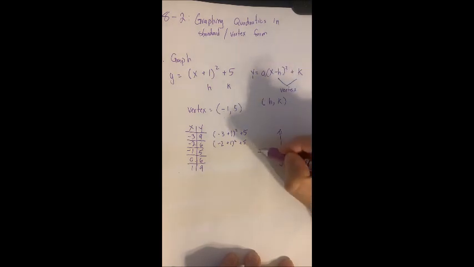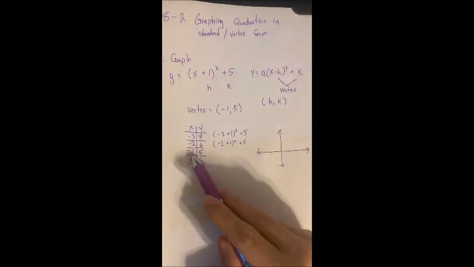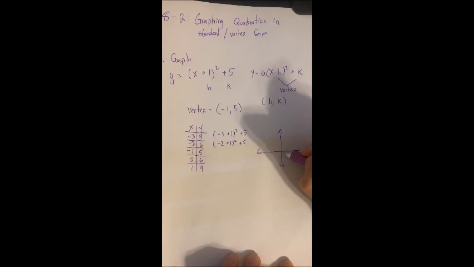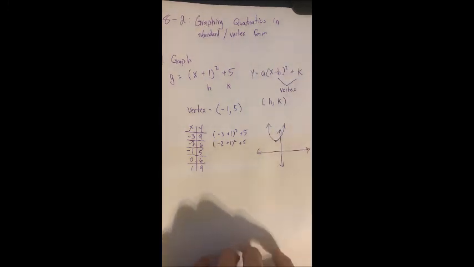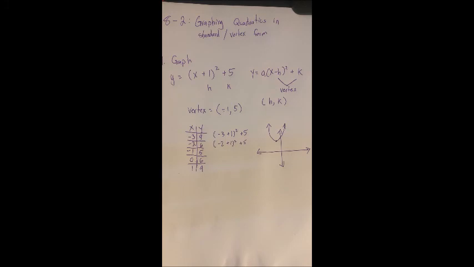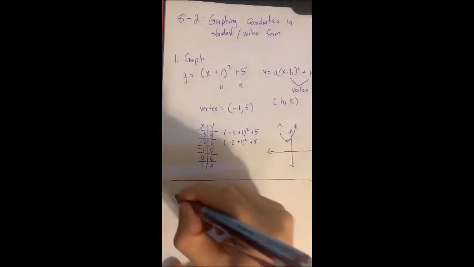So if I were to sketch the graph, it would mostly look like this. Our vertex is (-1, 5), which would be somewhere right here, and then it would go up like this. So that's what our parabola would roughly look like. All right, let's move on to the second example.